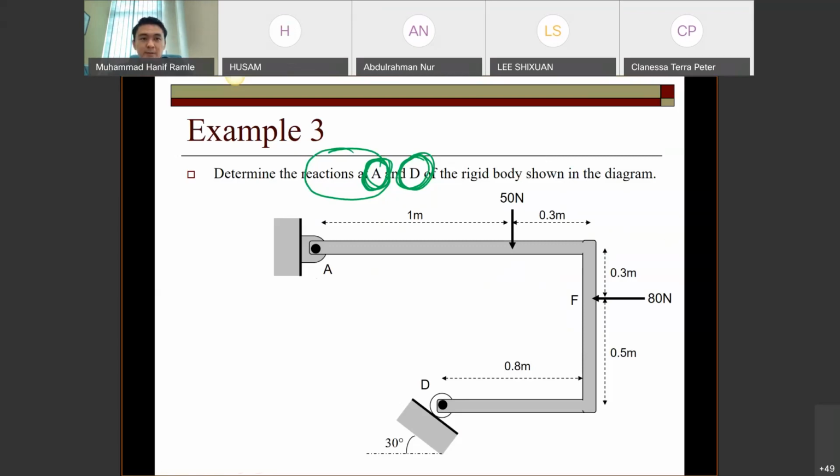The first thing, of course, we have to draw the FBD. Draw the FBD for the desired body. So how to draw? You have to go based on the question. This is a simple one. We have only one single body, which is AFD. So you have to draw the AFD body like this.